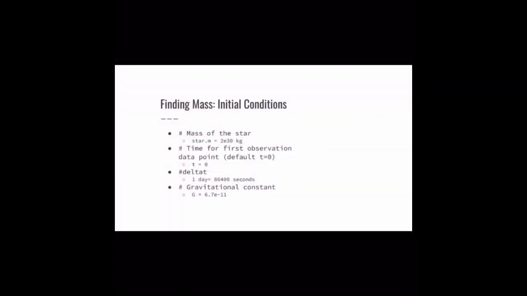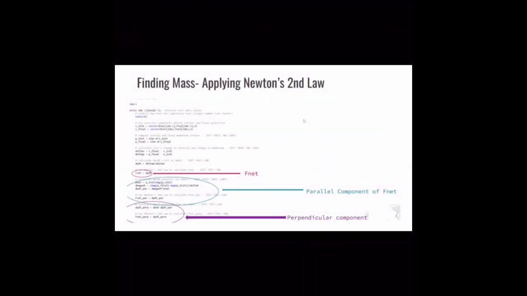So for our initial objective of finding the mass, we have to establish initial conditions. The mass of the star is 2 × 10⁻30 kilograms. For the time of the first observation data point, we defaulted to time equaling 0. Delta T is 1 day, equaling 86,400 seconds, and our gravitational constant is stated there. So here's the code showcasing how we're going to find the mass, applying Newton's second law through the Python code.